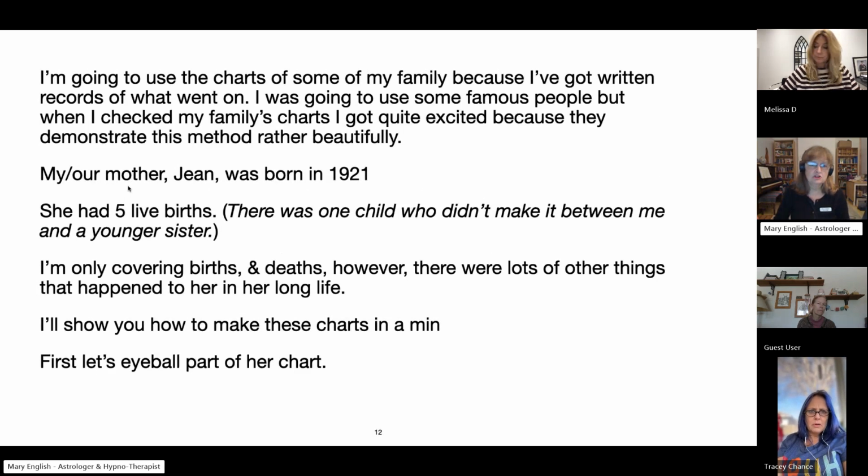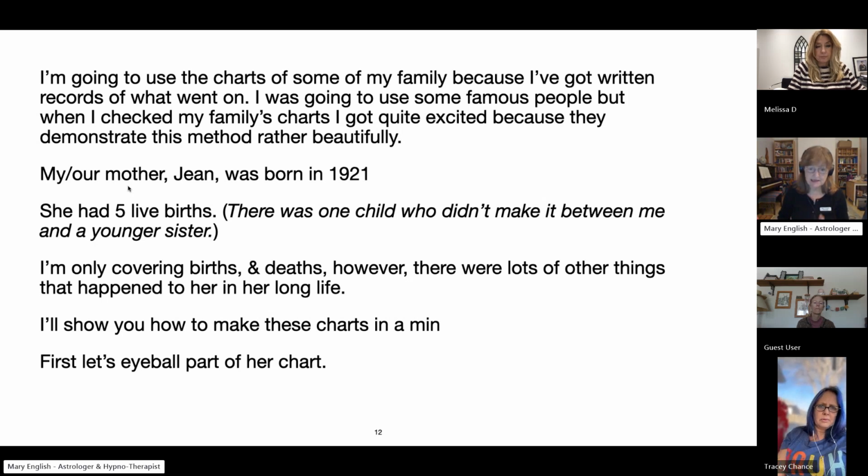Now I'm going to use the charts of some of my family because I've got written records of what went on. I was going to use some famous people, but when I checked my family's charts, I got quite excited because they demonstrate this method rather beautifully. So our mother Jean was born in 1921. She had 5 live births. There was one child who didn't make it between me and a younger sister. I'm only covering births and deaths, however. There were lots of other things that happened to her in her long life. And I'll show you how to make these charts in a minute.